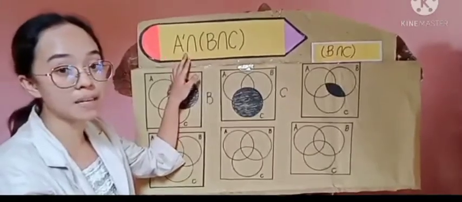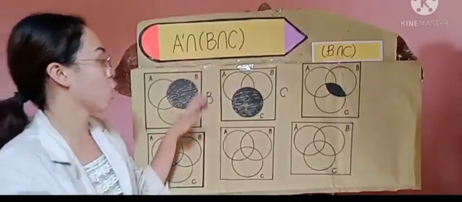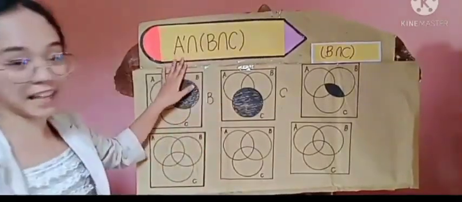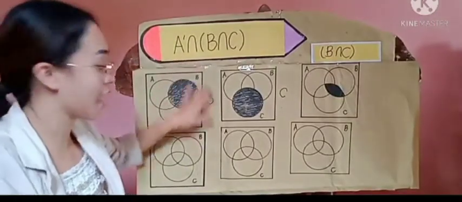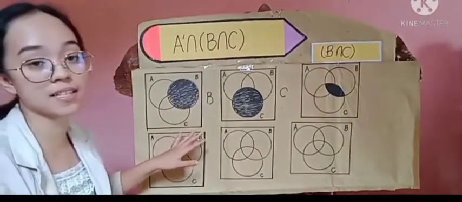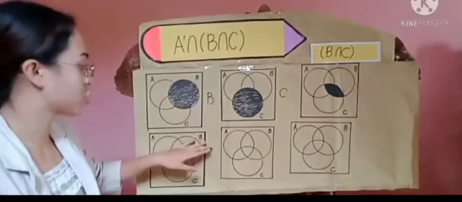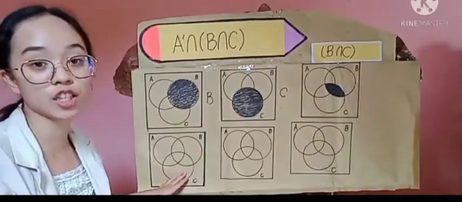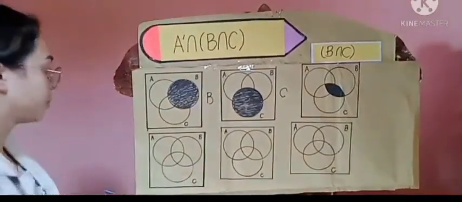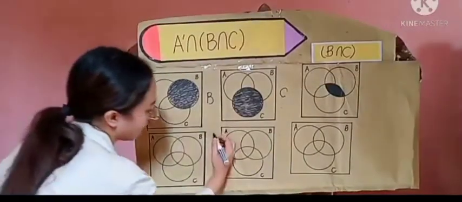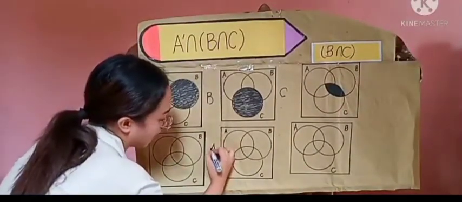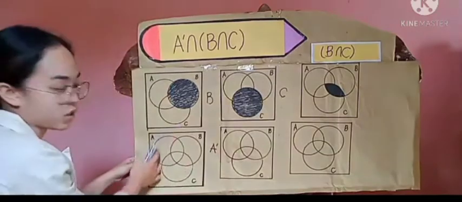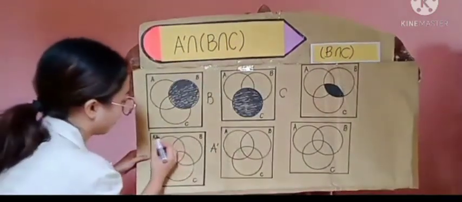Since we're done getting the B and C, now let's get the A prime. A prime means not A. Not A means let us shade everything in the Venn diagram excluding A. So let us shade everything outside the circle A. So this is not A.